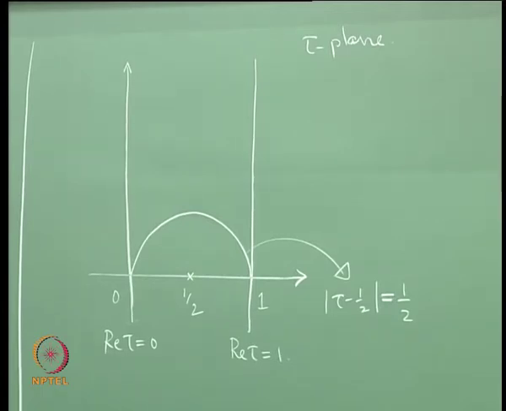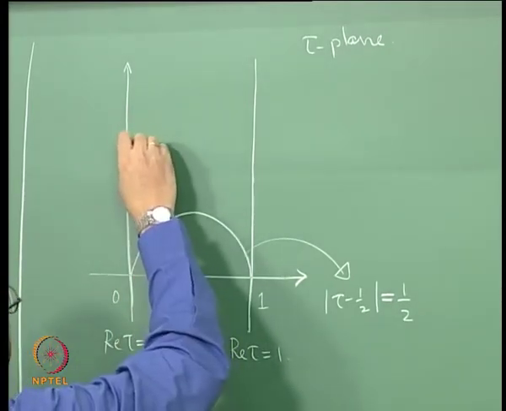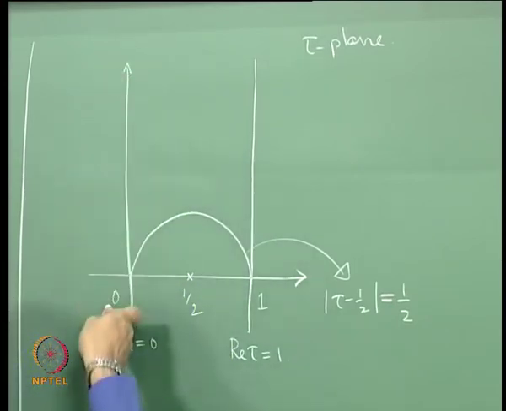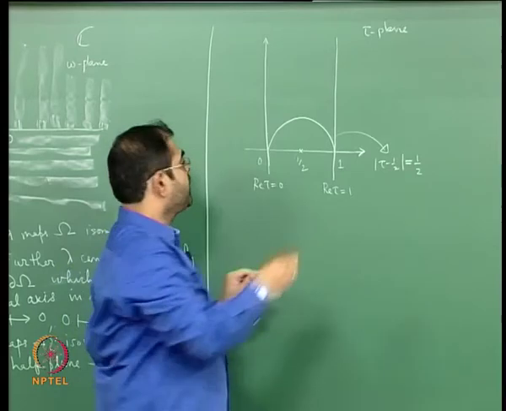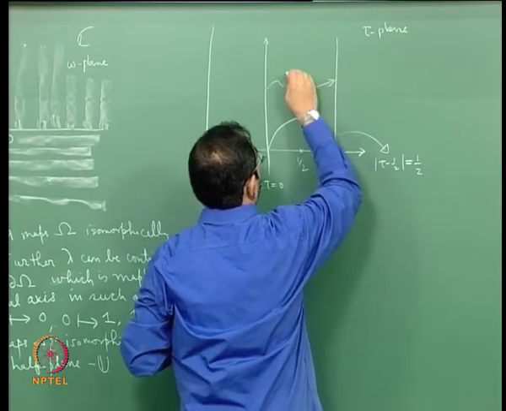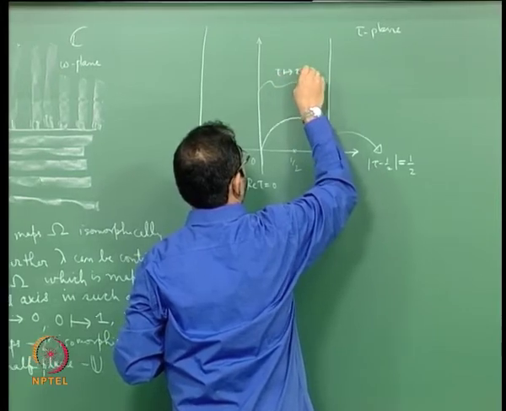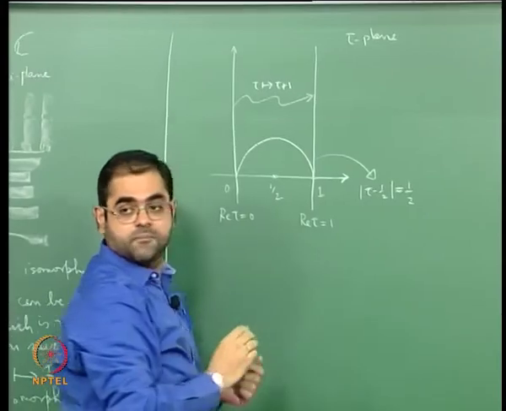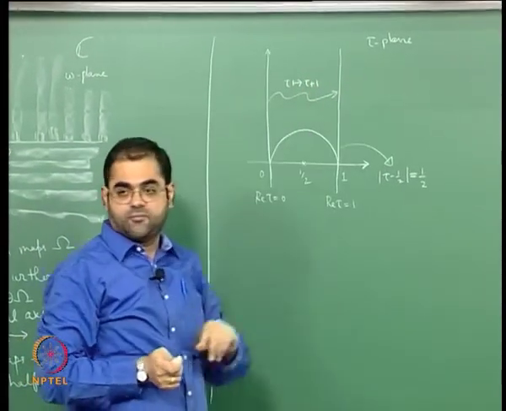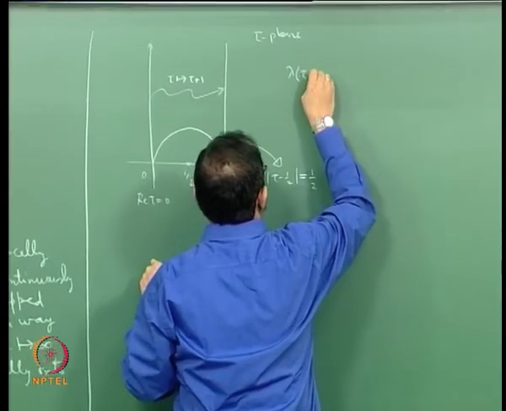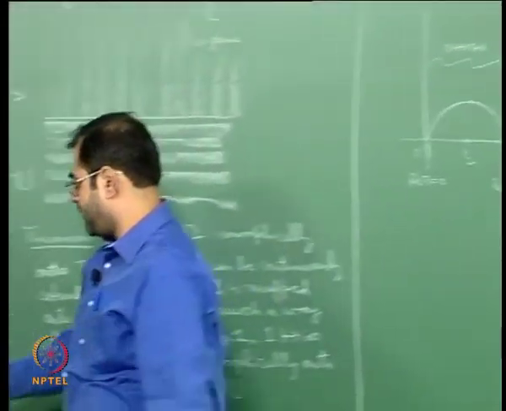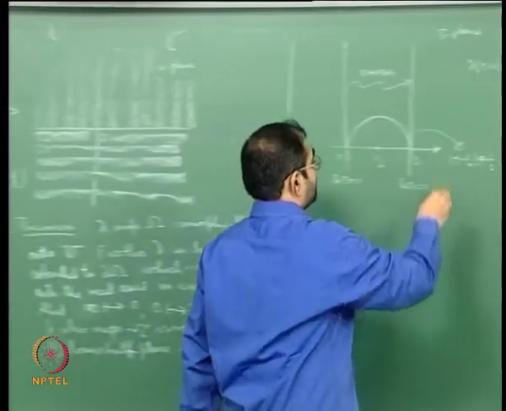Now what we can observe immediately is that this imaginary axis is mapped by tau plus 1 onto this, okay. If I apply tau going to tau plus 1, every point here goes to a corresponding point here, and a point in the upper half plane goes to a point in the upper half plane, 0 will go to 1. And we know that lambda of tau plus 1 is, as I wrote down here, lambda tau by lambda tau minus 1.